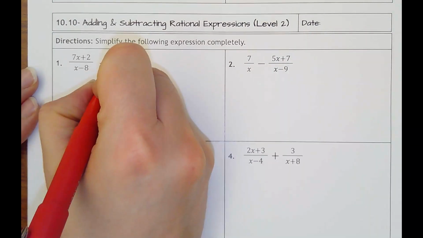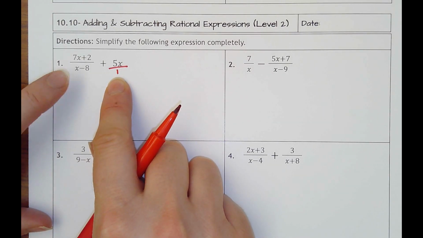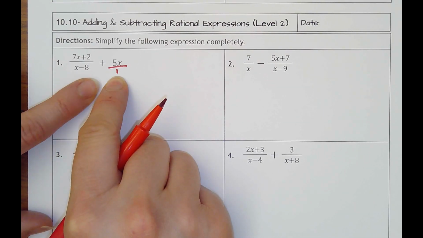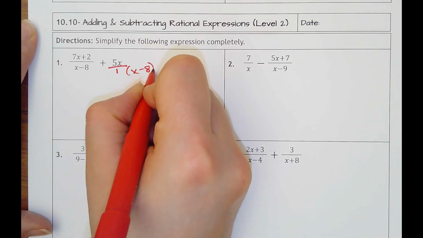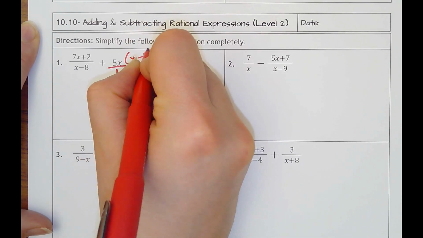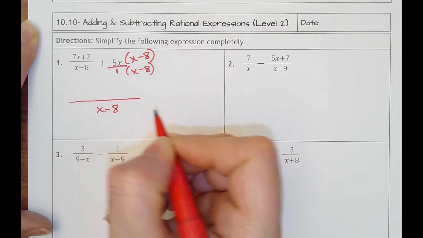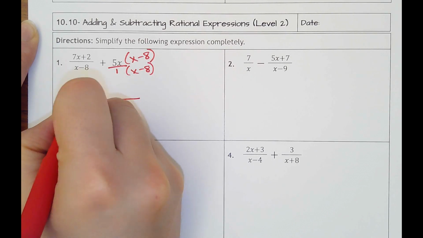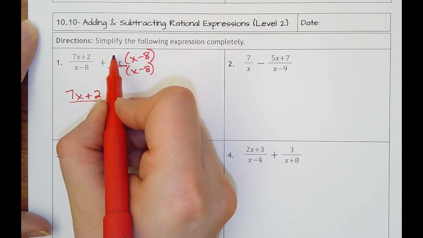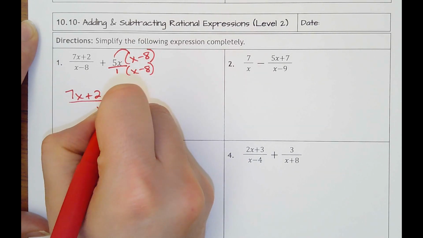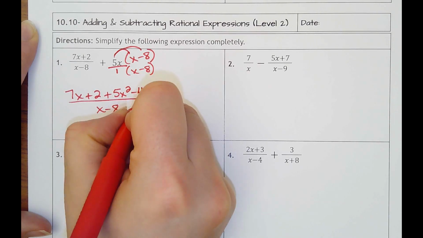So number 1, this is 5x over 1. We don't have a common denominator, but this is a binomial, so this is going to have to also be x minus 8. So I'll have to multiply. Okay, so my common denominator is x minus 8. I've got my 7x plus 2 will stay. I'll have to distribute 5x to both these terms, so that'll be a 5x squared. 5x times negative 8 is negative 40x.